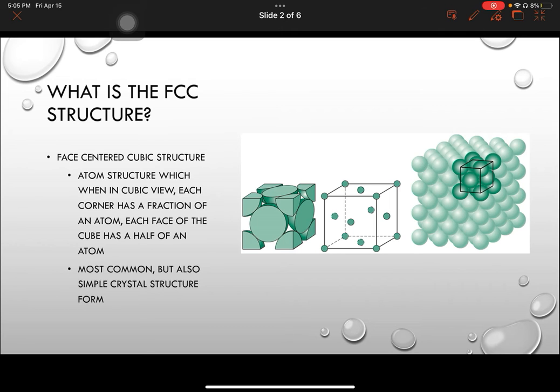In the image on the right, you see three different views of this structure. The first view, going back to that cubic form, shows the different fractions of atoms in the corners, and then the half atom on each face of the cube. The center representation shows the spatial arrangement of all the atoms, one in each corner and one on each face of the cube as well. And then the rightmost representation shows how these atoms stack together.